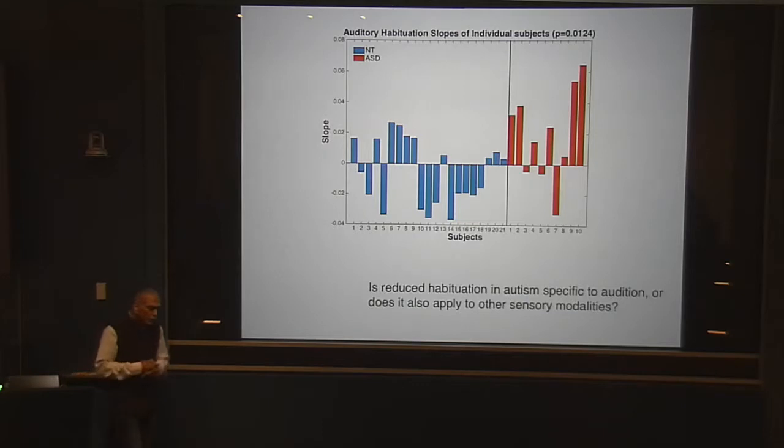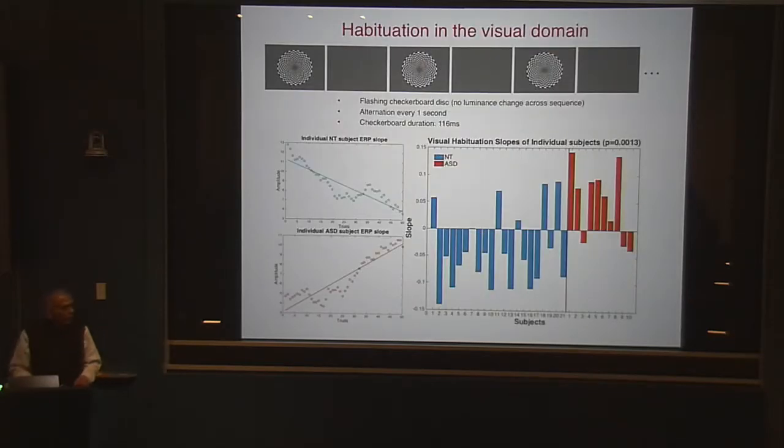One question that we wanted to ask is, is this reduction in habituation that we're observing in autism specific to audition, or is this cross-modal? So if we were to do this experiment in another sensory modality, would we still see this reduction in habituation? So we decided to move to vision, and the experiment is analogous to the auditory one, where instead of presenting clicks, we are now presenting flashes without changing the overall luminance of the display. We are changing these circular checkerboards once every second.